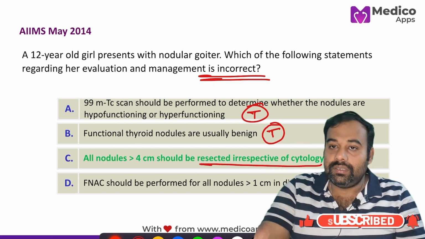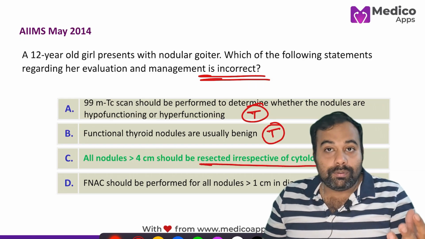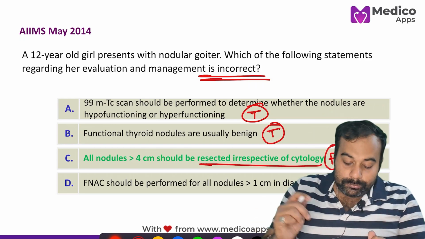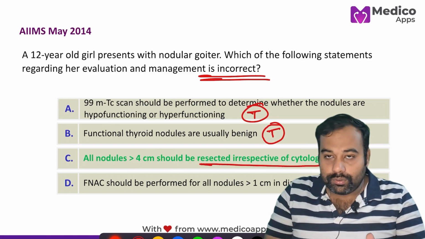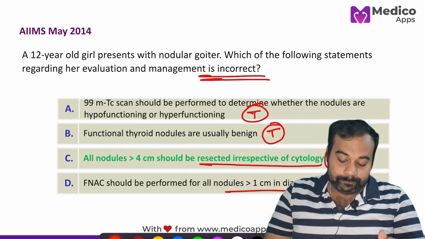Yes, you have to consider surgery, but before that, you also need to consider the cytology report as well, right? And option D, FNAC should be performed for all nodules with more than 1 centimeter diameter. Yes, it is also true. Okay, thank you.